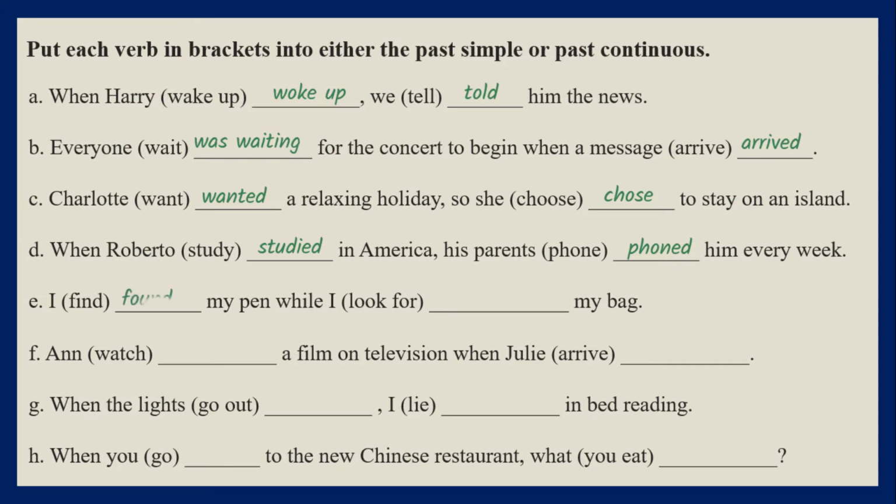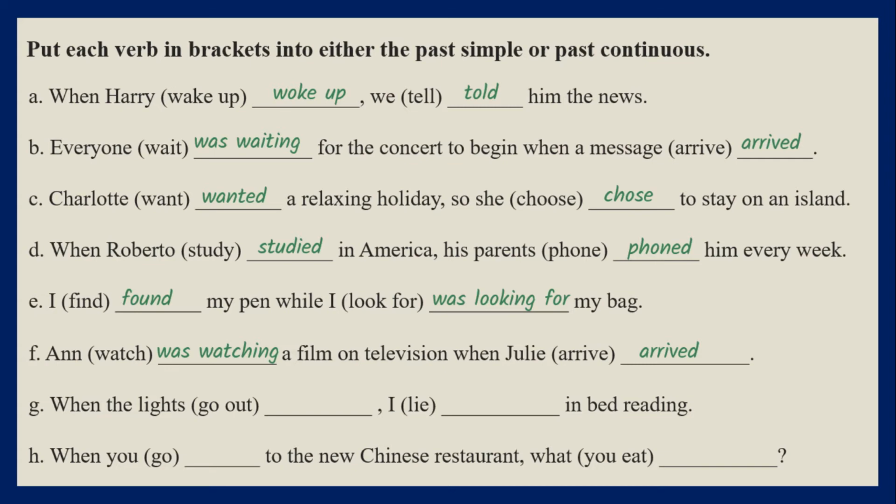E. I found my pen, the main event of this story, something which happened and finished in the past at a specific time, while I was looking for my bag. Again, when you see while, that could be indicative of past continuous. It means it's a sign that you should be using past continuous. F. Anne was watching a film on television when Julie arrived. Watching a film on television is the background situation, and Julie arrived is the main event.